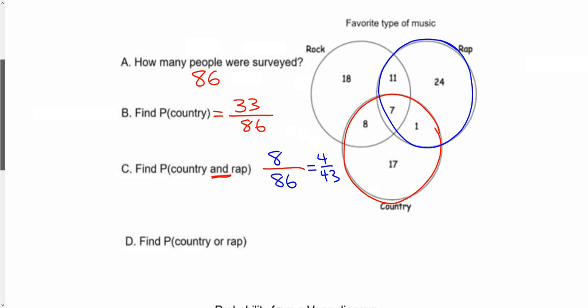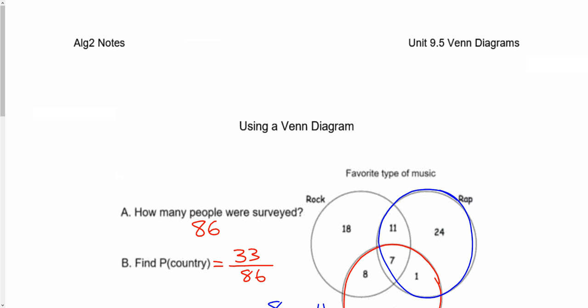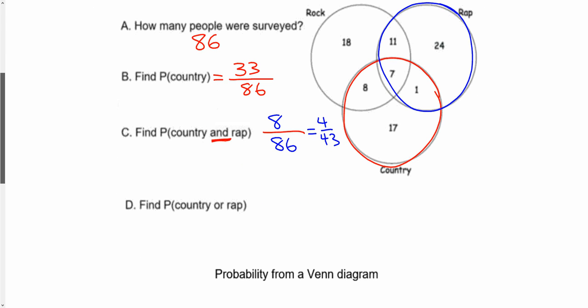Okay, this one, oh my God. In the other class, I messed this one up. So I want to make sure I get this right. So an OR problem. What does an OR problem mean? OR means add, right? So we want to find how many people like country and rap. Oh, sorry, that was the last one.